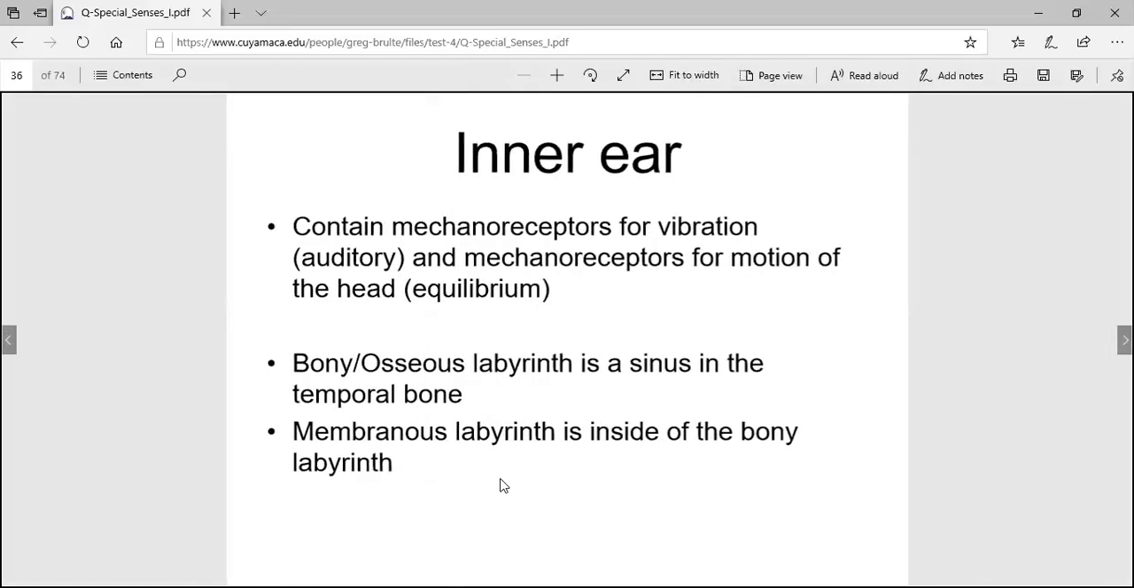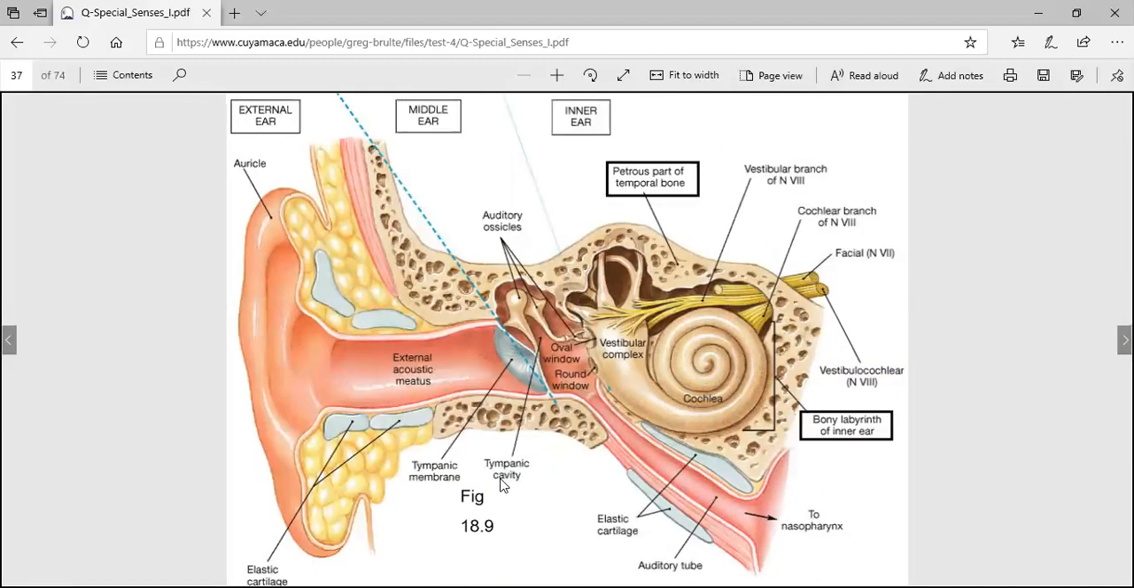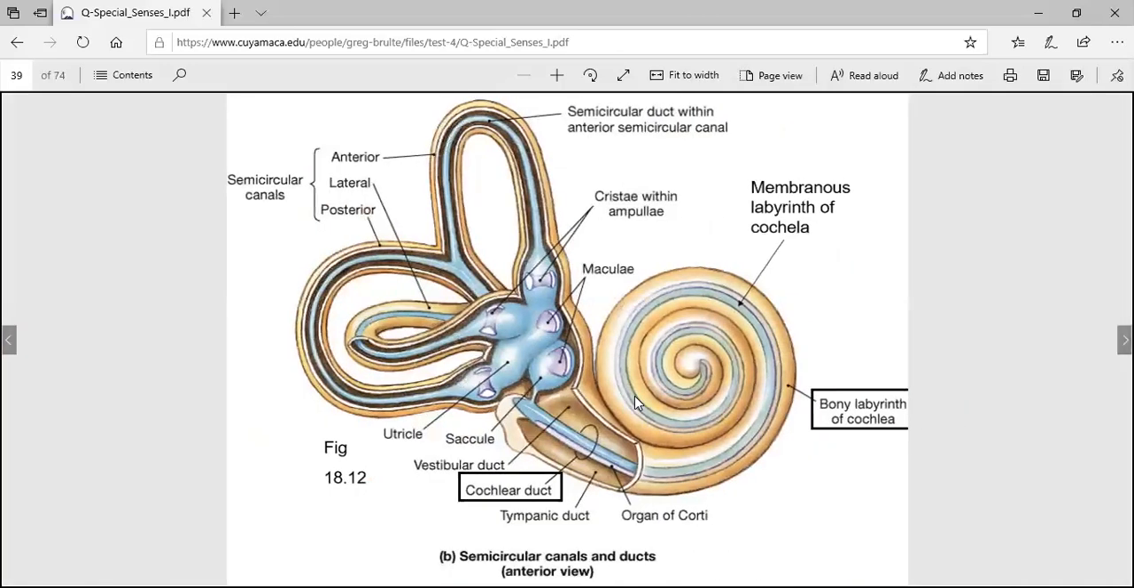Okay. So it's important to understand, though, that the bony labyrinth is a hollow area inside the bone, and inside of that is a membranous labyrinth. And then there's fluid inside of both of these. Okay. So let's take a look. We're going to concentrate on the cochlea first.